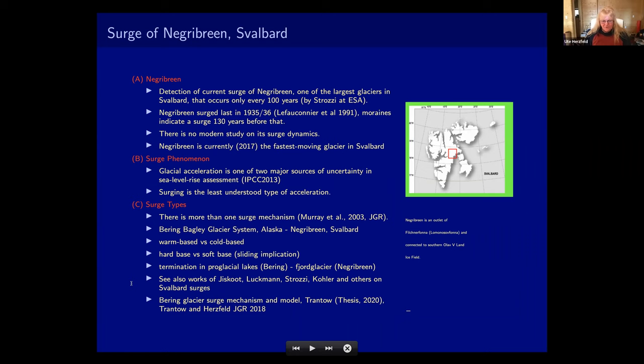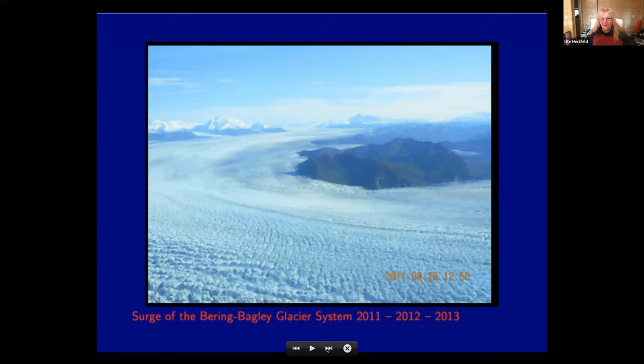A lot of people have worked on Svalbard surges, including Esther Heathcote, Adrian Luckmann, and Jack Kohler, and so forth. And the Bering Glacier surge mechanism was actually the objective of Tom Trano's thesis, who combined modeling and data analysis there. Okay, so here is a typical slide of the Bering Glacier system.